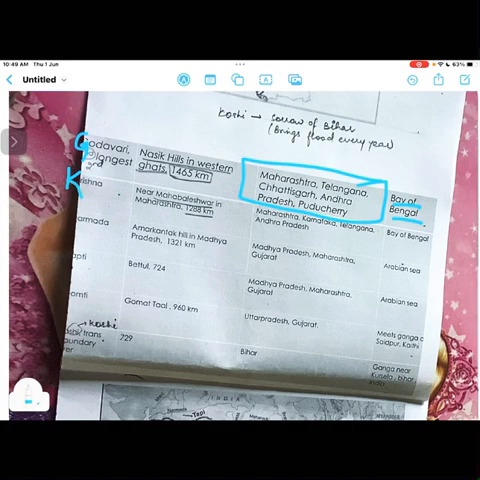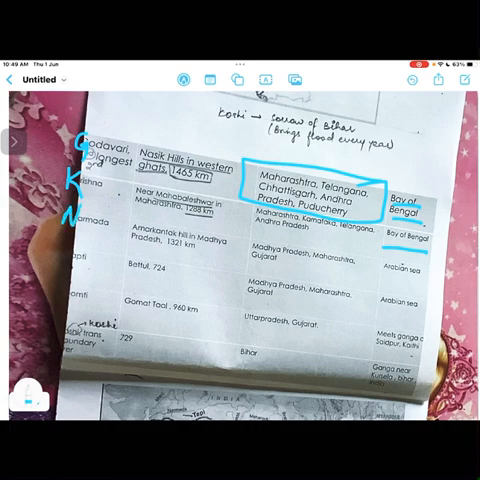Krishna River basically originates from your Mahabaleshwar in Maharashtra, and it is 1288 kilometers in length. Then the states it crosses are your Maharashtra, Karnataka, Telangana and Andhra Pradesh, and your meeting point is your Bay of Bengal. Moving on to your Narmada River.